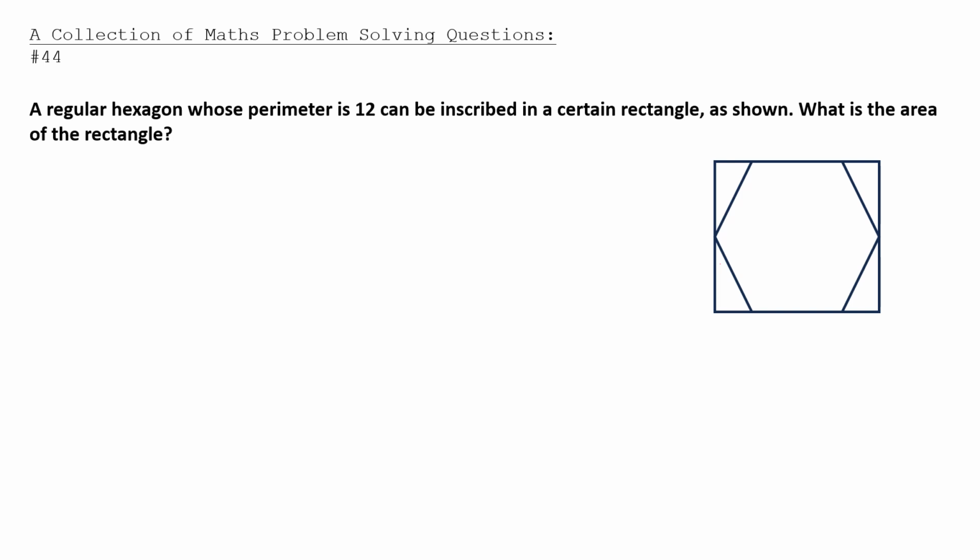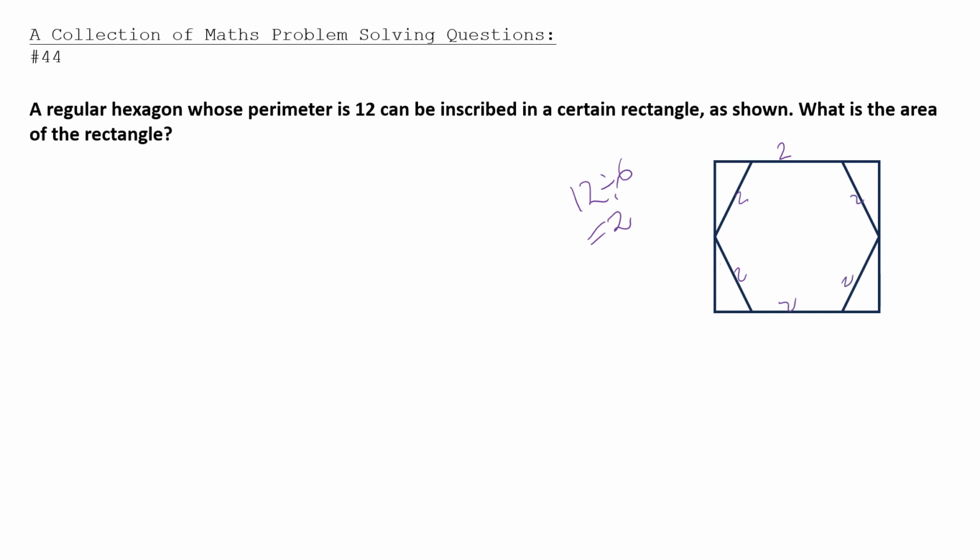A regular hexagon whose perimeter is 12 can be inscribed in a certain rectangle as shown. What is the area of the rectangle? So the hexagon has a perimeter of 12 and it is a regular hexagon. So each side of the hexagon would be 12 divided by 6, that is 2. So that would make them all 2.